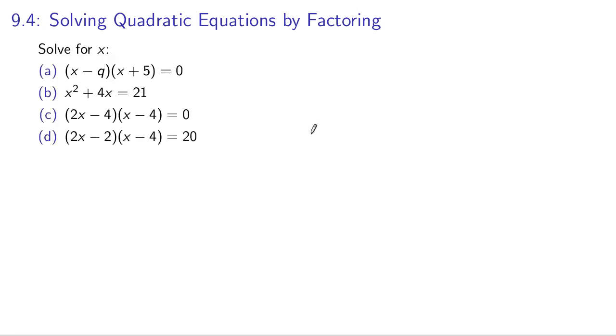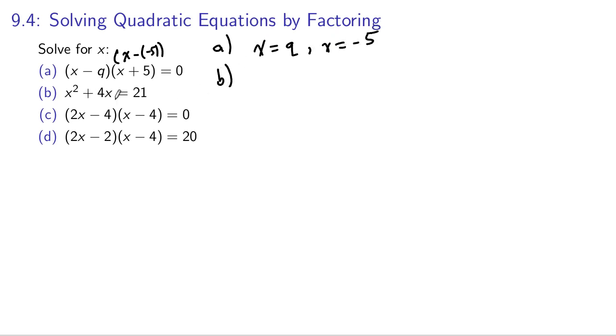Let's practice. Solve for x, part A. Here it's already in factored form, with one small exception. Remember, factored form has a negative in the form, so a minus here. So the solutions are x is q and x is negative 5.